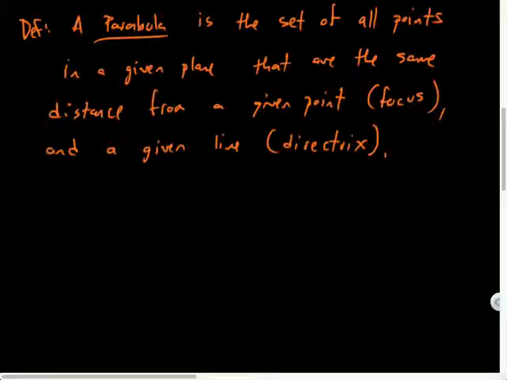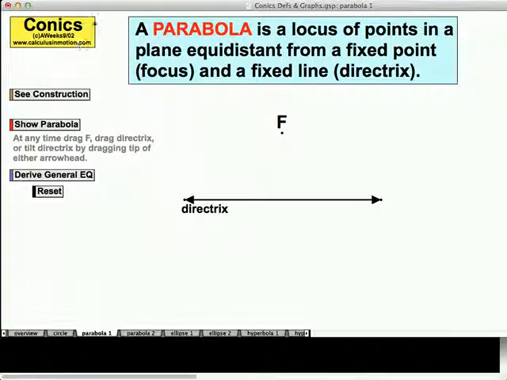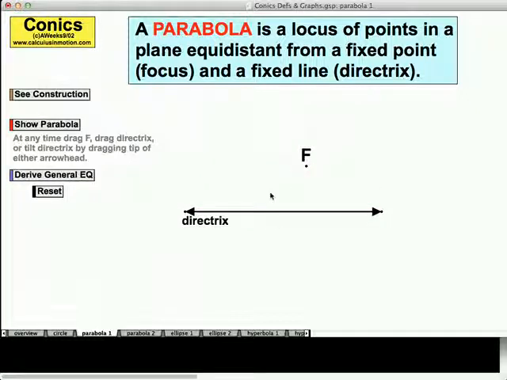So let me get a nice little picture going here. A parabola is a locus of all points in a plane equidistant from a fixed point, the focus, and a fixed line, the directrix. So here's a point, the focus, and here's the directrix. How would you find the distance? If I was talking about where my mouse cursor is right there, how would I describe the distance between that and the directrix? Where would you measure to?